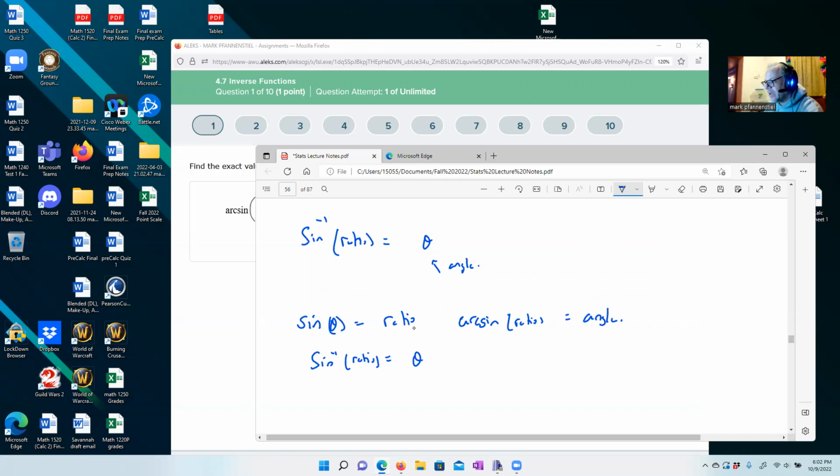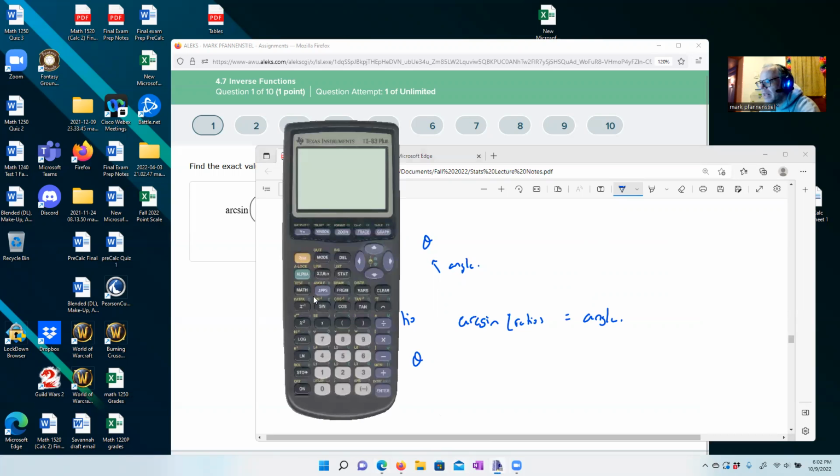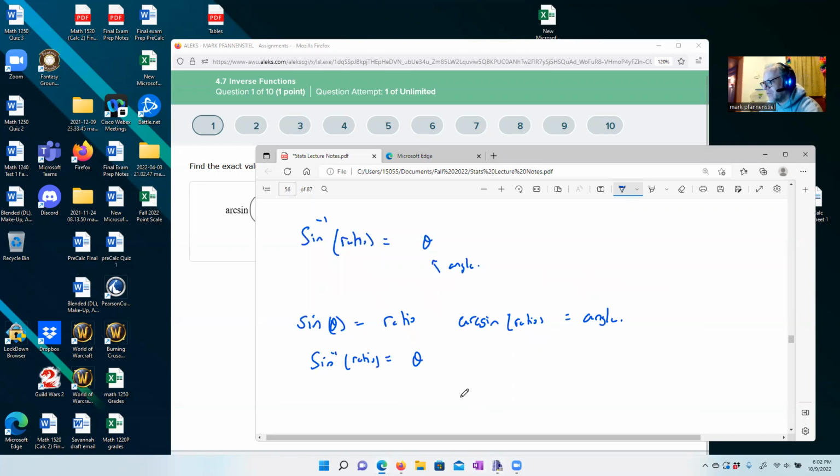So in your calculator, it's the second function sine button. See how it's yellow? It's like the sine with a negative 1 there, but it does not mean 1 over. That means the inverse of the sine. So we're not doing the reciprocal. That's called cosecant. You don't have a button for that. This is arc sine. This is a little bit different. So arc sine takes a ratio and gives you the angle.